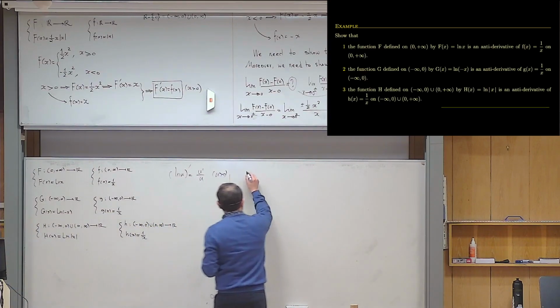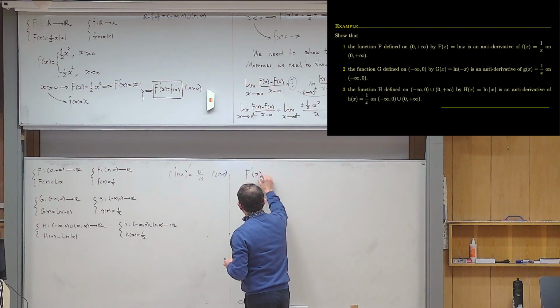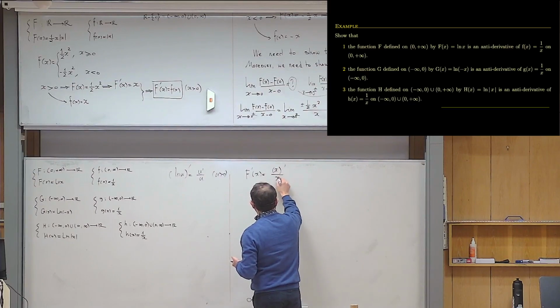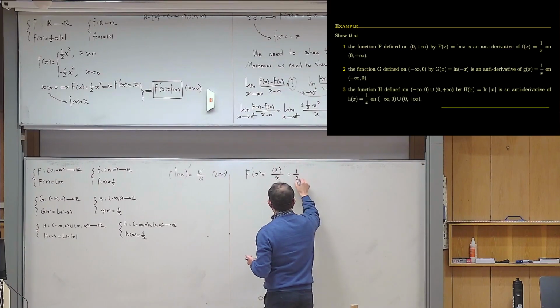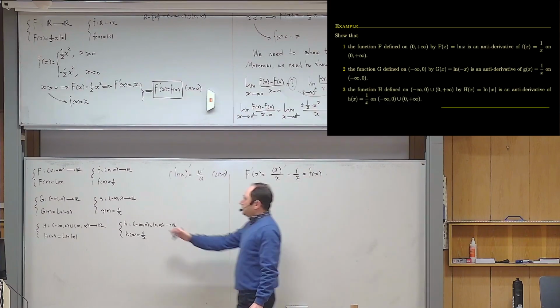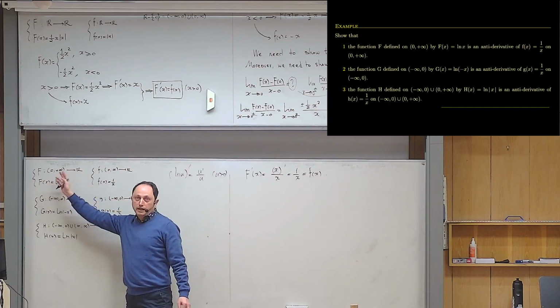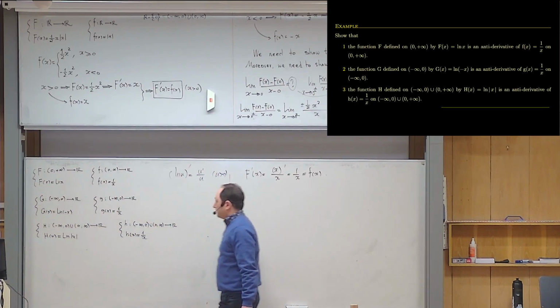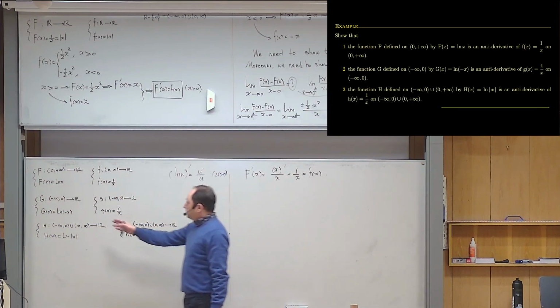Okay, so capital F prime of x is simply x prime over x, which is 1 over x, and this is exactly f of x. So if I choose any number x in this interval, any positive x, the derivative of capital F matches the value of the function. But what about this one?